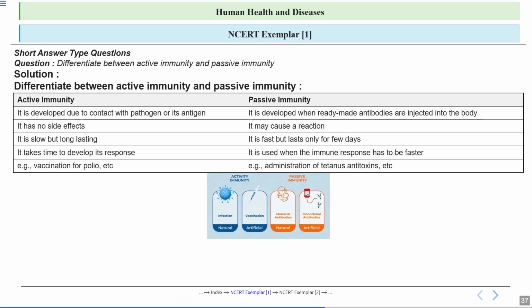Here you can see in this image the examples of active and passive immunity. Active immunity can be triggered by any infection or by vaccination also. And passive immunity involves transfer of maternal antibodies through colostrum or through the placenta. As well as, we can introduce ready-made antibodies into the host. So monoclonal antibodies can be made and introduced into the person's body.